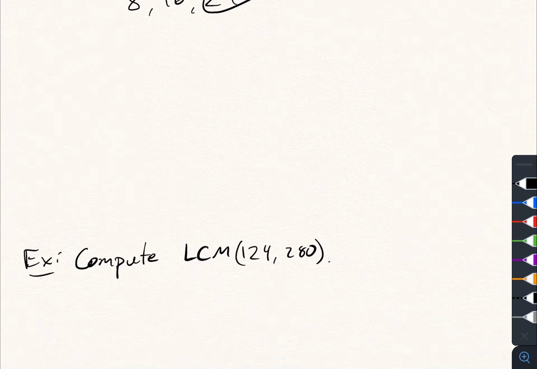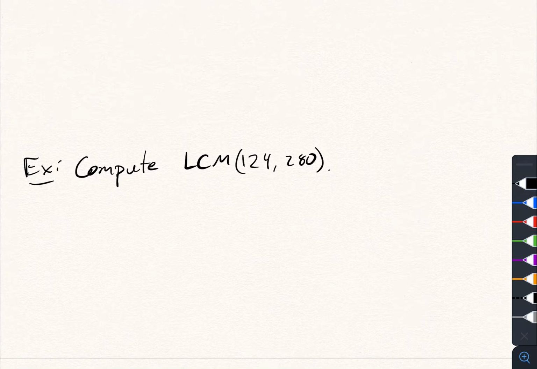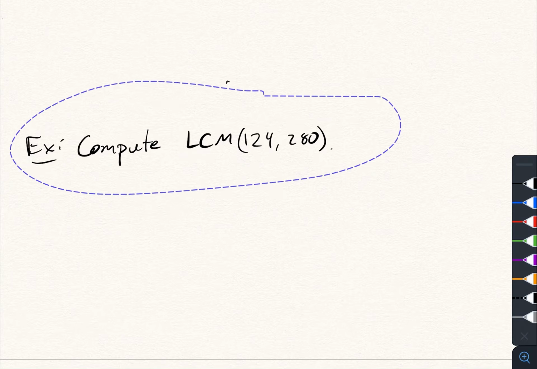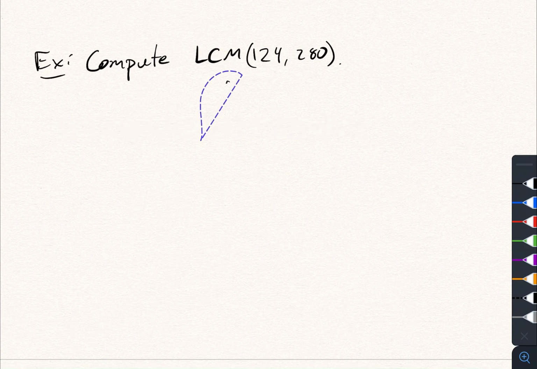Now, let's say that we had a more complicated example. Let's use the two numbers from the previous video, 124 and 280. What is the least common multiple of these two numbers? Well, one of the easiest ways to go about doing this one, I would not want to list out multiples. That would be really tedious, and I don't know how long that would take, probably a while.